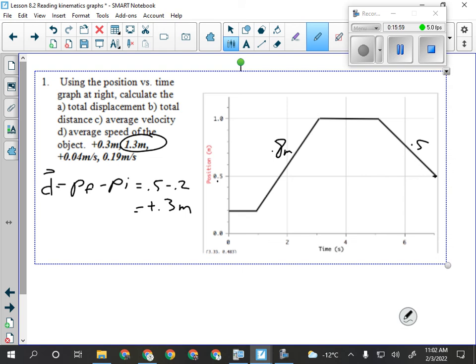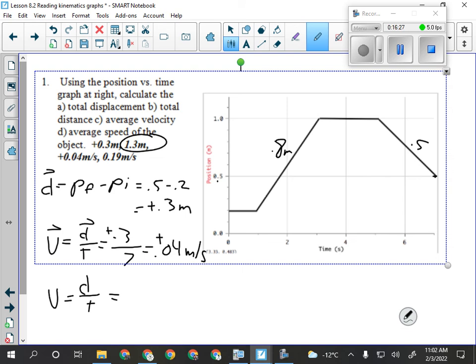All right. Now that we have the total displacement and the total distance, we can very easily calculate the average velocity. Okay? Average velocity is total displacement divided by total time. Positive 0.3 meters divided by 7 seconds is going to give me 0.04 meters per second, and that'll be positive. And then for my speed, distance divided by time, that'll be our 1.3 divided by 7 seconds, and that's going to be 0.19 meters per second.